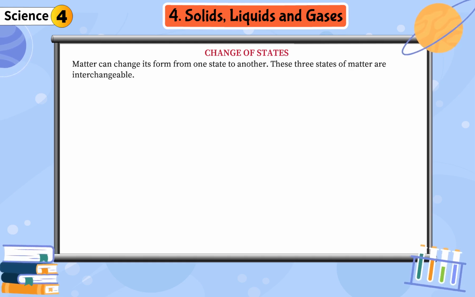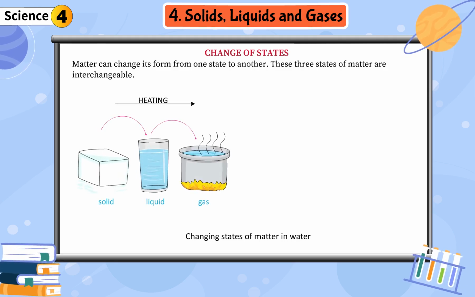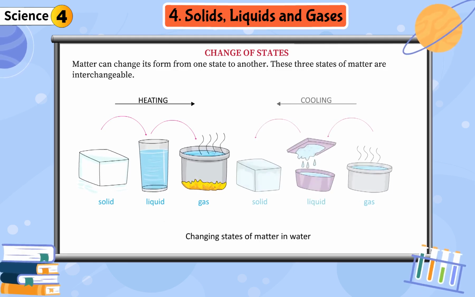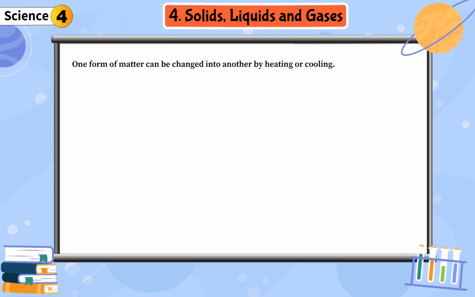Change of states. Matter can change its form from one state to another. These three states of matter are interchangeable. Changing states of matter in water. Heating. Solid. Liquid. Gas. Cooling. One form of matter can be changed into another by heating or cooling.